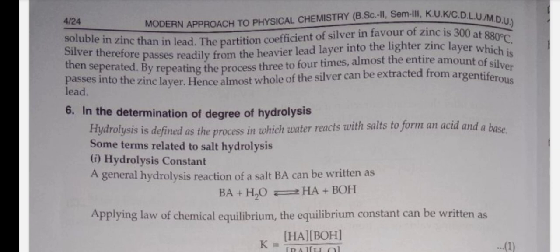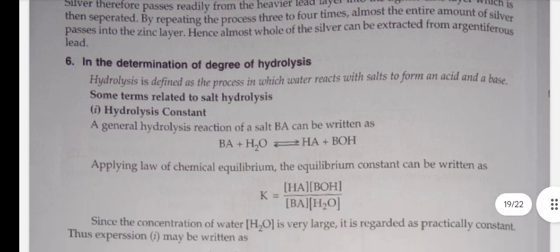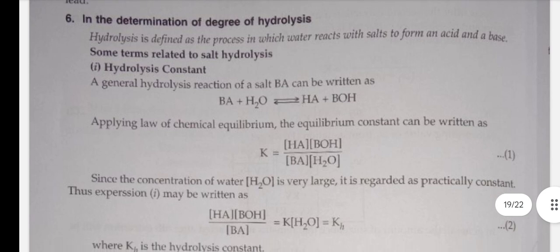Silver therefore passes gradually from the heavier lead layer into the lighter zinc layer, which is then separated. By repeating the process 3 to 4 times, almost the entire amount of silver passes into the zinc layer. Hence, almost the whole of the silver can be extracted from argentiferous lead.